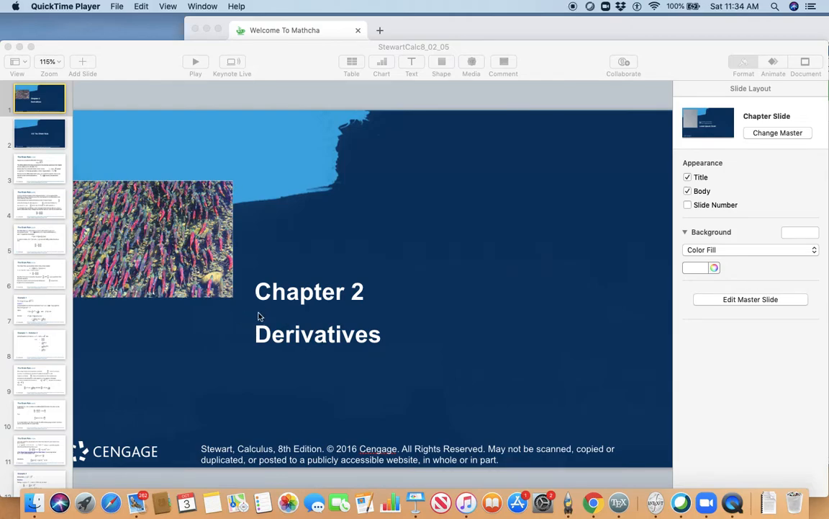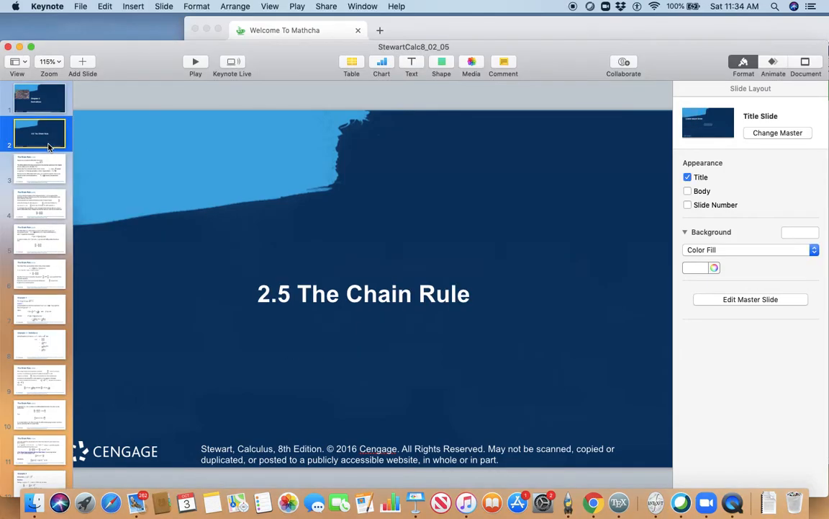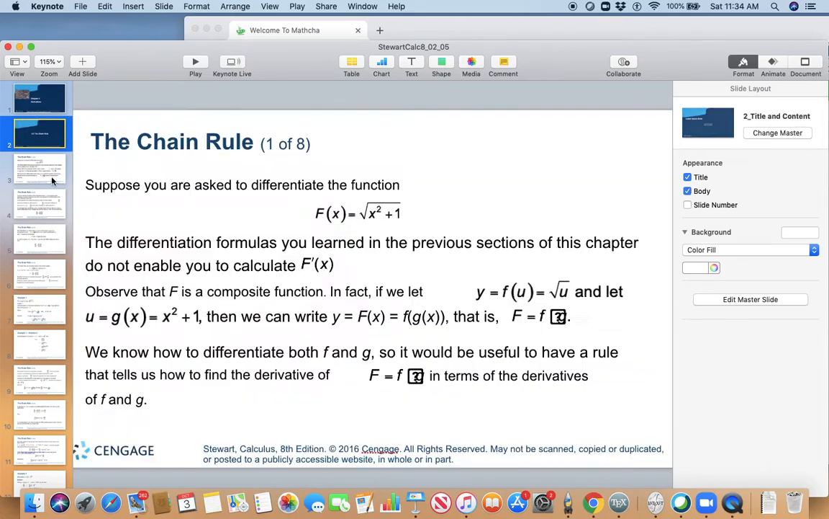Welcome back. Chapter 2 Derivatives, Section 2.5 The Chain Rule. This is a bit tricky, but with enough practice, it will be okay. Suppose you are asked to differentiate the function capital F(x) equals the square root of x squared plus 1. The differentiation formulas you learned in the previous sections of this chapter do not enable you to find the derivative.